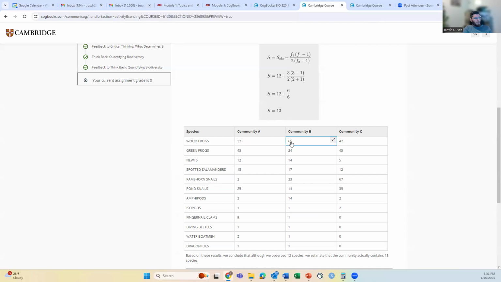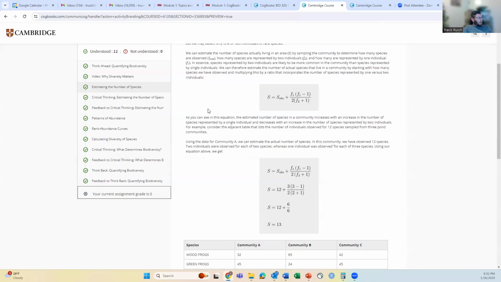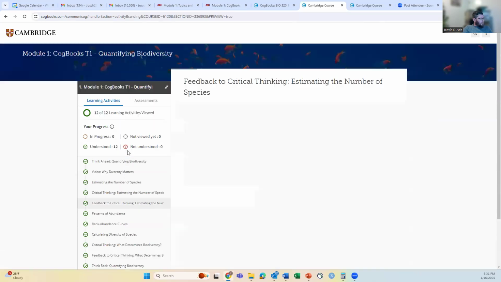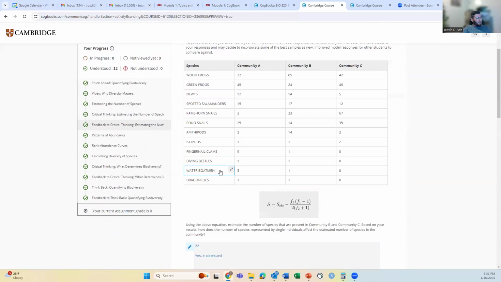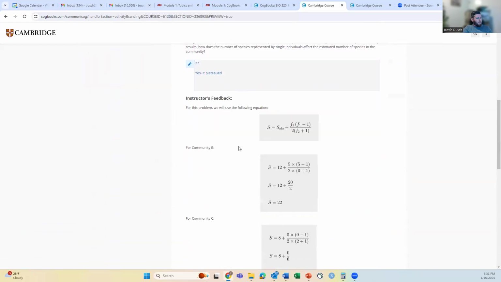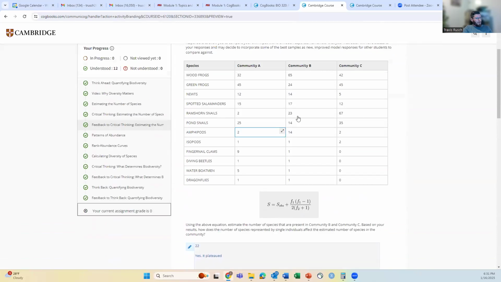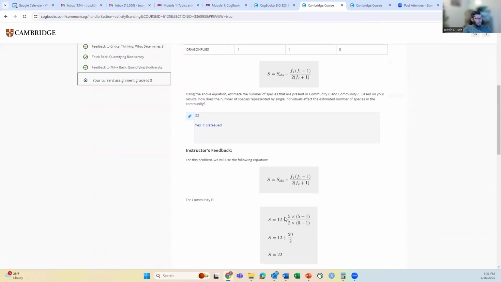And we do the same thing for community B and the same thing for community C. We'll go to feedback on critical thinking because this will give us the answers to walk through. And we can see how community B and community C mathematically are a little different than community A. A was pretty easy to calculate. For community B, we have the same number of species observed, right? Because all of the species had at least one. So that number 12 stays the same.